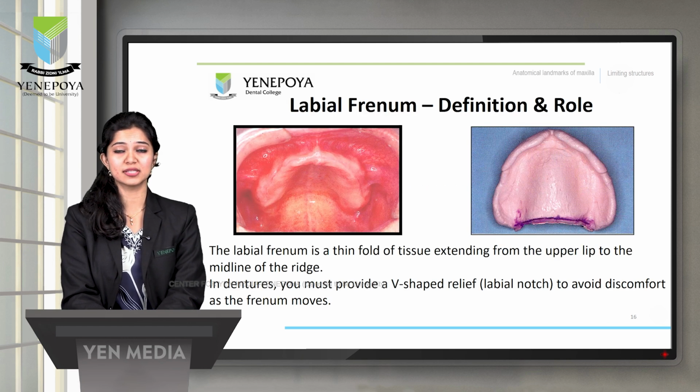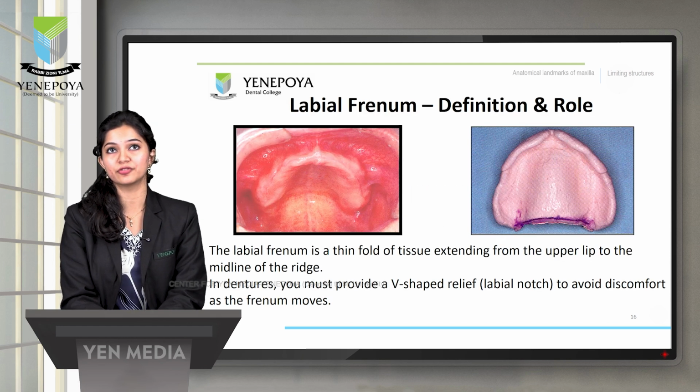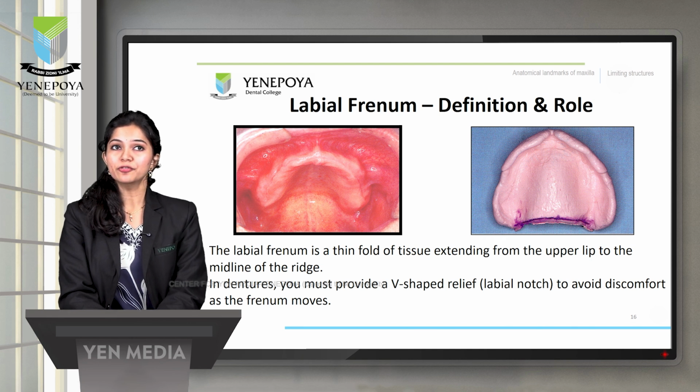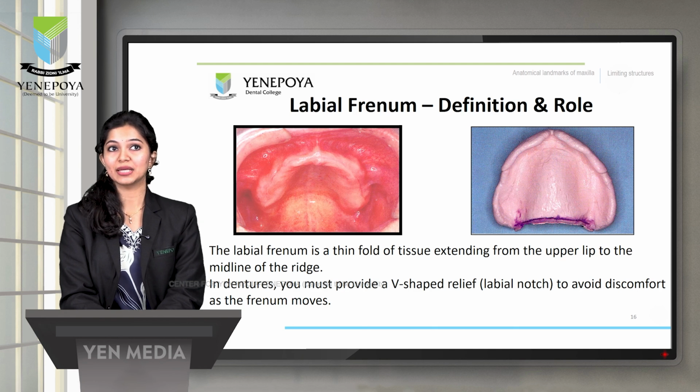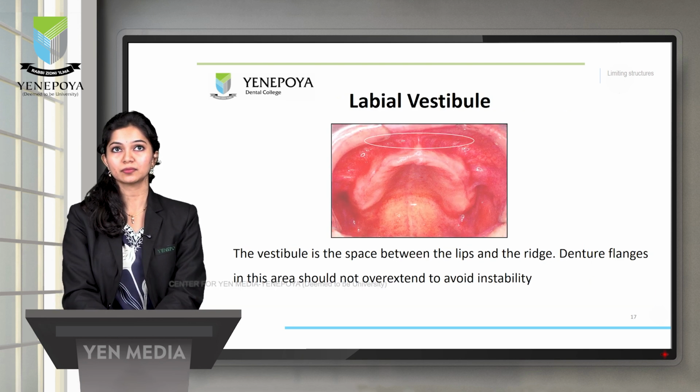So in that, the first landmark is the labial frenum. A labial frenum is a thin fold of tissue extending from the upper lip to the midline of the ridge. In dentures, you must provide a V-shaped relief, that's a labial notch, to prevent discomfort as the frenum moves. That is the first landmark, the labial frenum. And one must remember that there are no muscle fibers or muscle attachments with respect to the labial frenum.